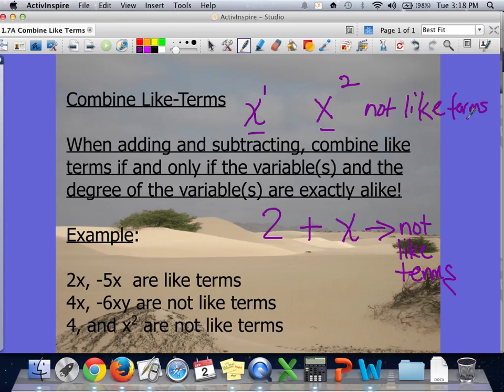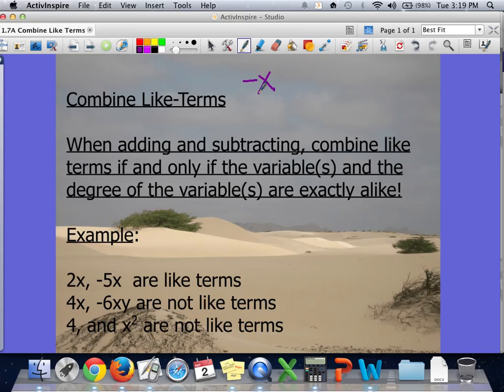But if you have the exact same thing like 4 and you wanted to add 5, well, we've been doing that all along. You can do that. That would make 9. These are like terms. They're just plain numbers. Even if there were a positive negative number, that would be okay. They're just plain numbers.